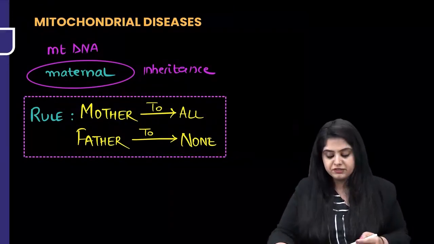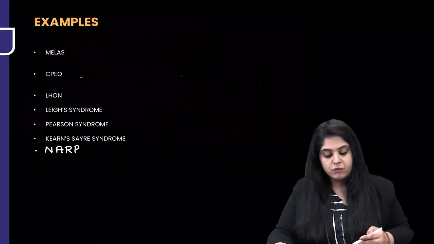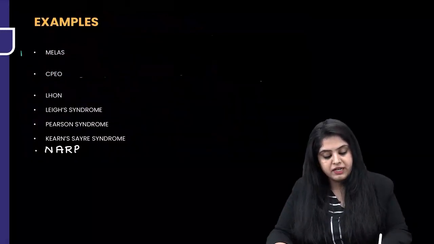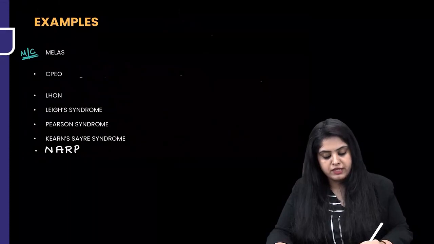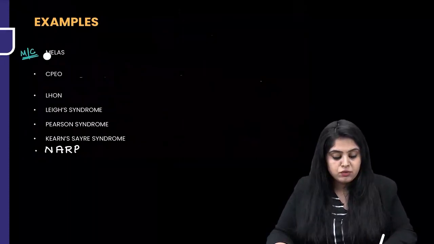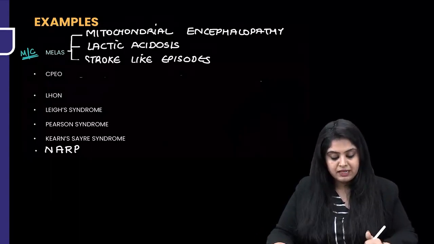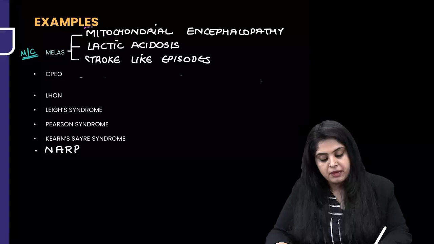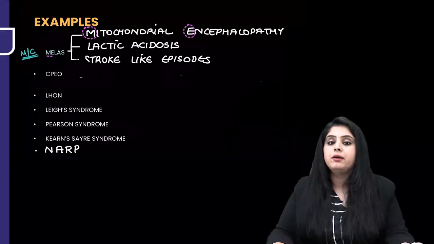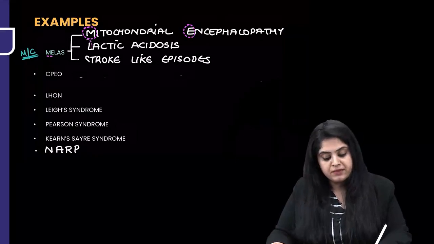And what are the examples? Let's get going. The most common mitochondrial inheritance disorder, guys, is MELAS. Do you know MELAS is actually a short form. What does MELAS stand for? MELAS is going to be M for mitochondrial encephalopathy. So ME ho gaya, mitochondrial encephalopathy.